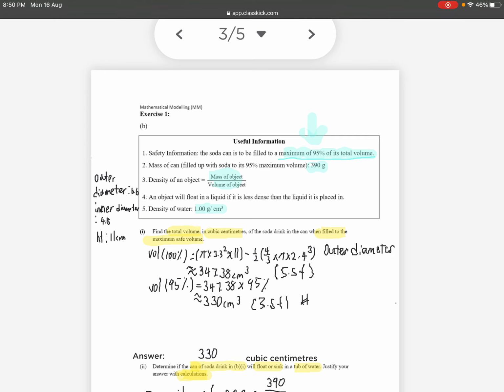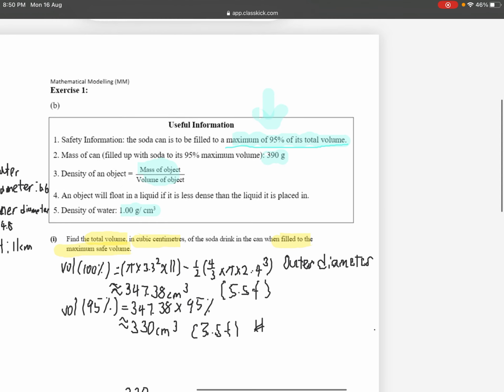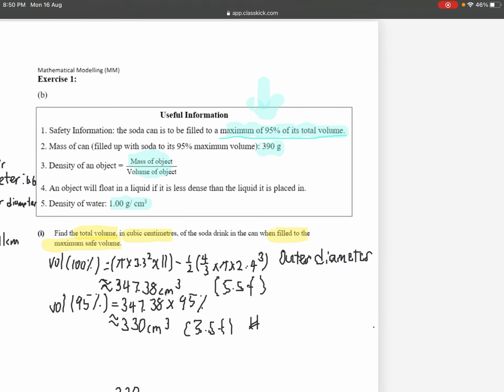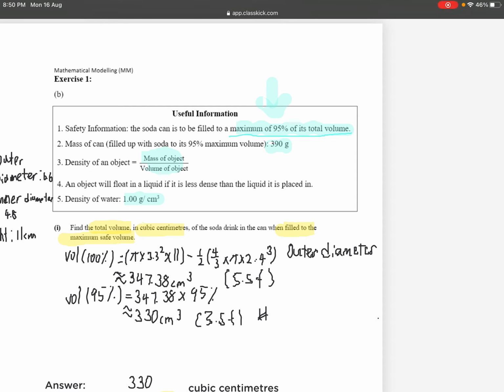So, we already know the outer diameter, which is 6.6, the inner diameter, which is 4.8, and the height, which is 11 cm. So, we can take pi r squared h, which is basically pi times 3.3 squared times 11, minus half times 4/3 times pi times 2.4 cubed. And we round this off to 5 significant figures, which is 347.38 cubic centimeters.